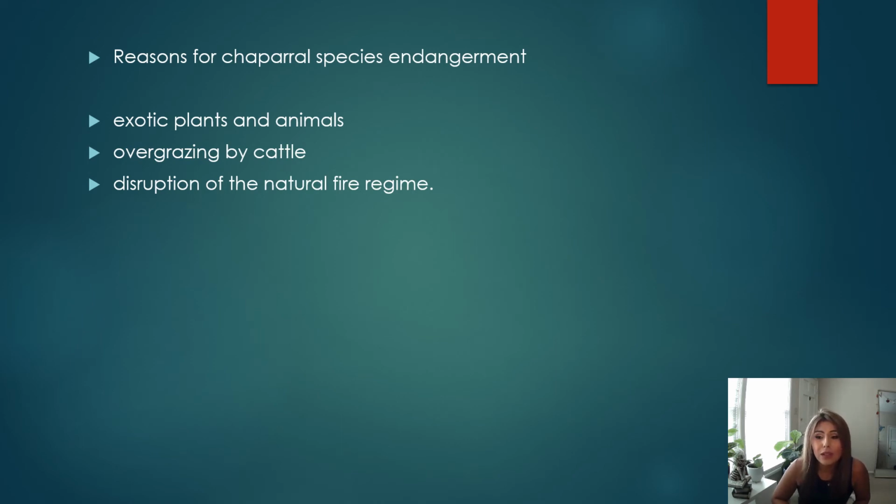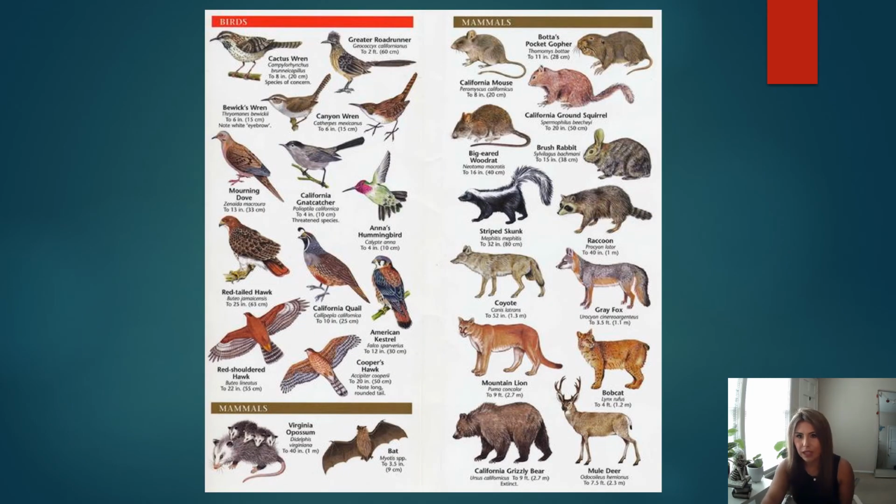And so it will kind of overrun that natural area. Does that make sense? And the natural area is home to all these species, and disruption of the natural fire regime. Okay, here are some more pictures of chaparral animals.